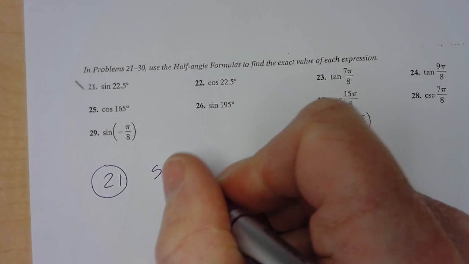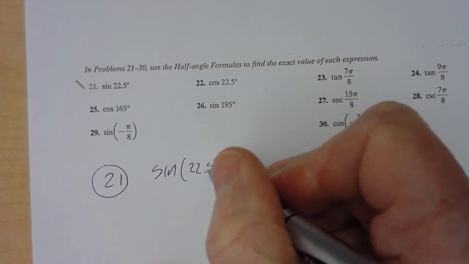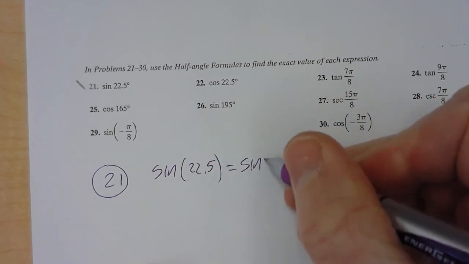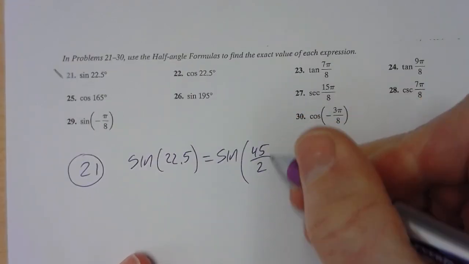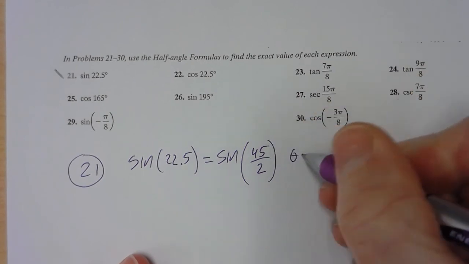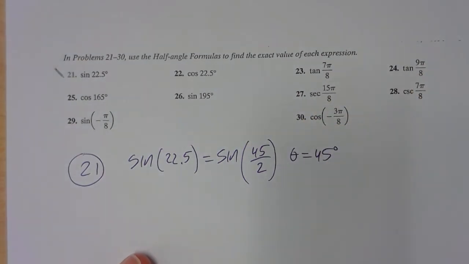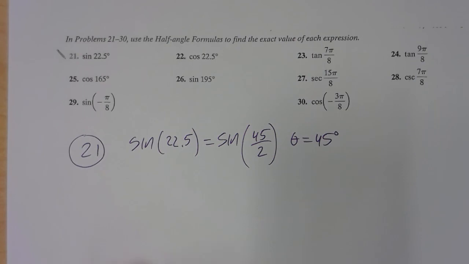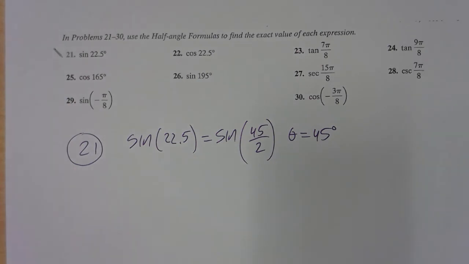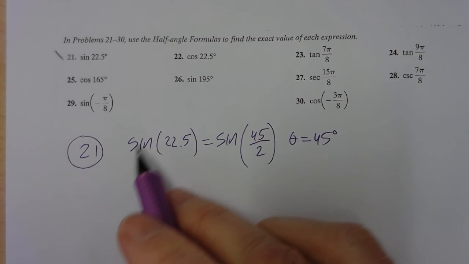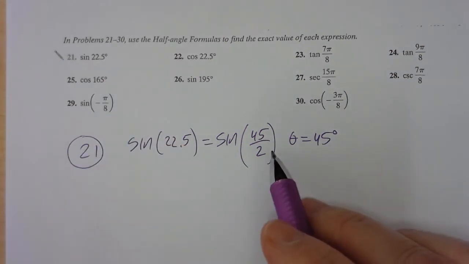So sine of 22.5 degrees would be sine of how many degrees? 45 cut in half, right? So my theta is 45 degrees. So that's what we're doing there. So we need to know for the half angle formula, we just need to know the cosine, right? So the cosine right there, so it's that one.